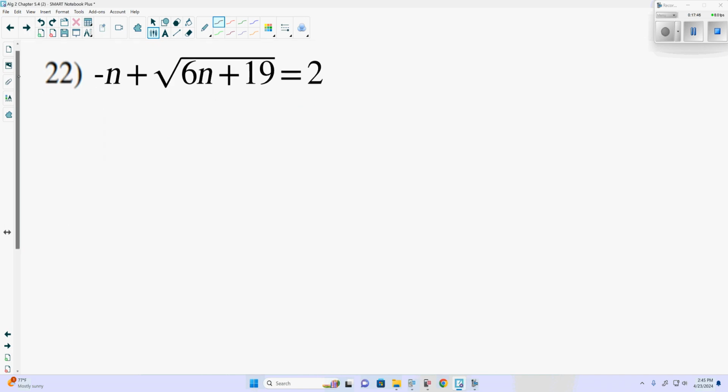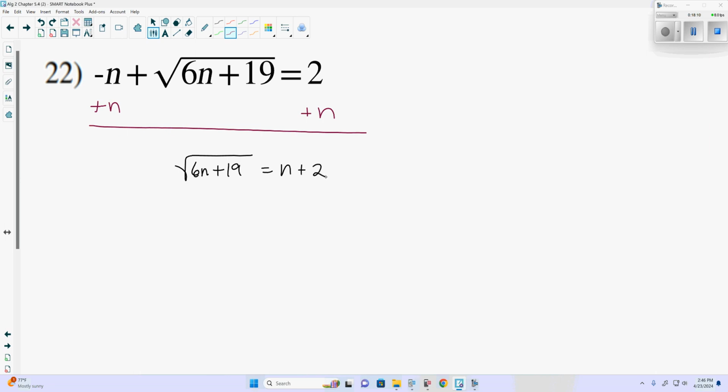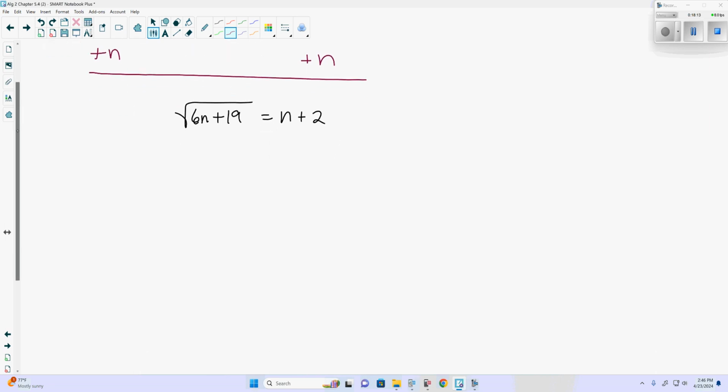Negative n plus the square root of 6n plus 19 equals 2. There is indeed one radical, so we need to get it by itself. So we would add n to both sides, telling us that the square root of 6n plus 19 is equal to 2 plus n. We can have them in any order because that's the nice thing with addition. We can add any two things in any order and get the same value.